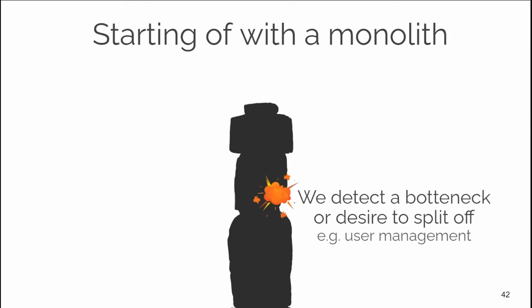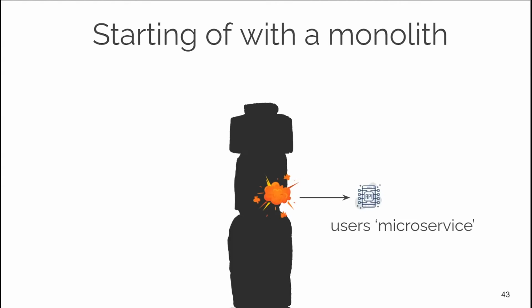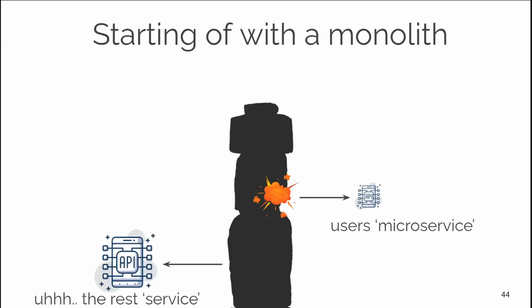So imagine we start off with a monolith, which is often a good idea, to actually start with a monolith and then start splitting up microservices as you need them instead of starting with microservices immediately. And we detect a bottleneck or a desire to split off something. And in this case, it might be the user management, for example. So we'll make a users microservice and we'll call the rest the other service. The rest service is pretty confusing. So let's call it the other service.